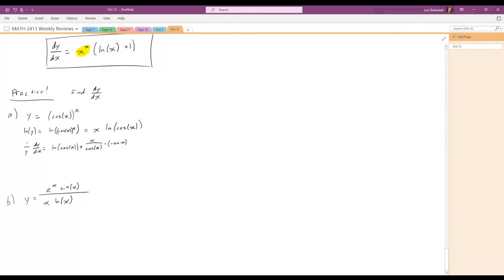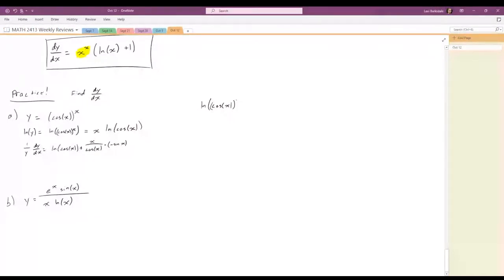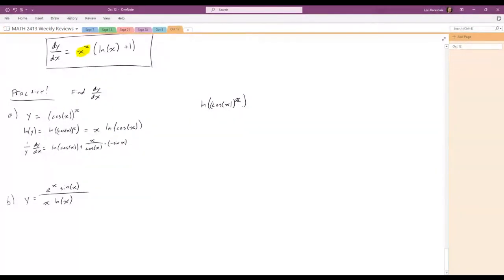How come you didn't just take 1 over cosine x to the power of x for your derivative? How come you know that it's multiplication instead? So you're saying, why didn't I do what? Since the derivative of ln is 1 over what's on the inside, how come you didn't just take 1 over what's on the inside and then multiply that by x? So you're saying when I had natural log of cosine of x to the x, why didn't I just take the derivative here? Yes, sir.